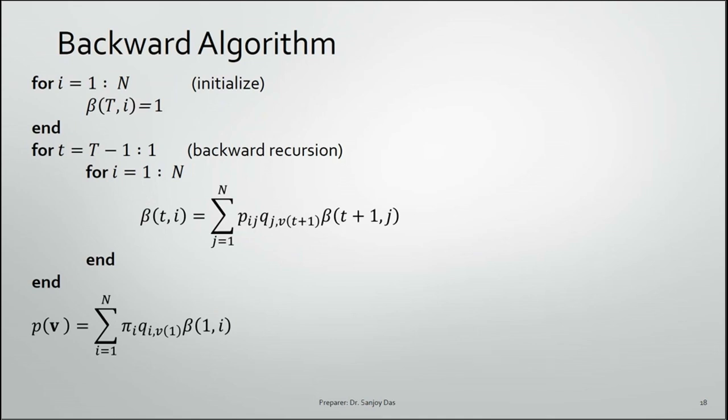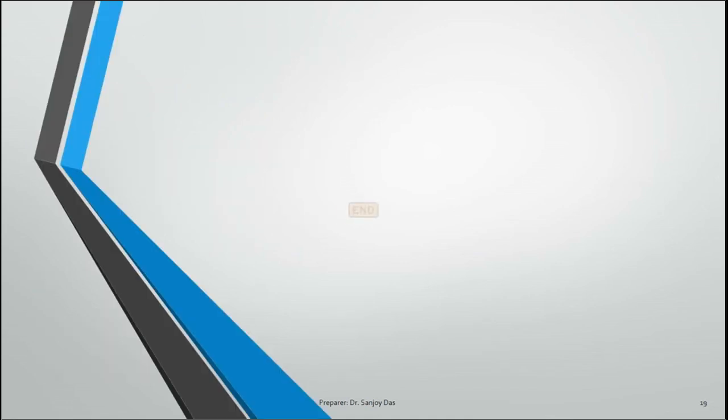Now, what's the time complexity of the backward algorithm? Let's look at the main component. The outer for loop will iterate T times. The middle for loop will iterate for every state, which is N times, and the summation will be carried out again for N time steps. So the complexity of the backward algorithm is order N squared T. The end.